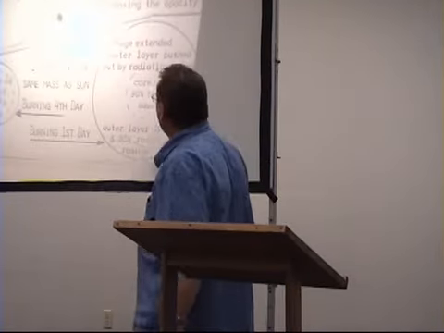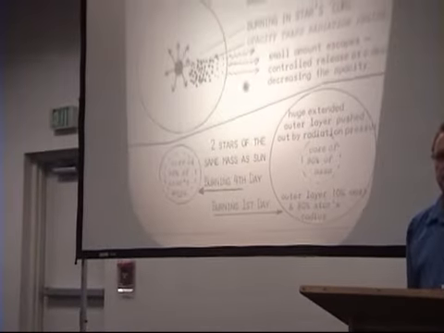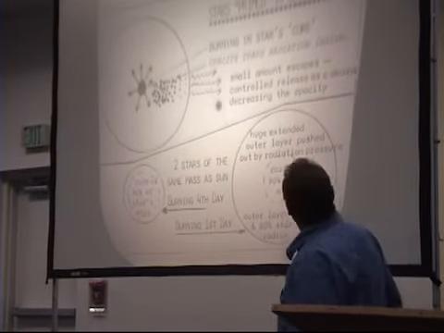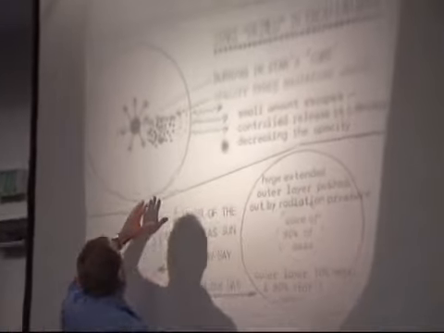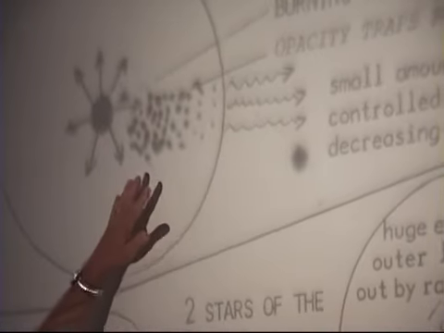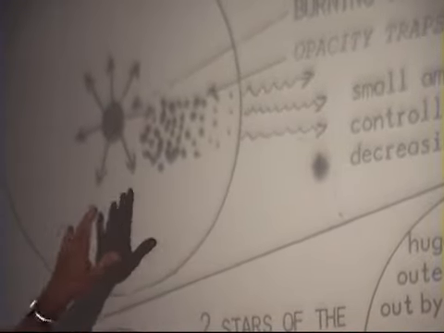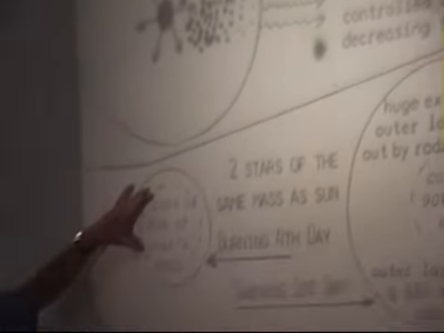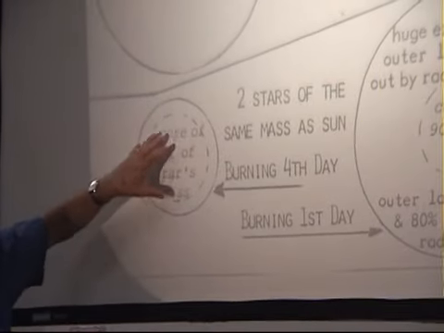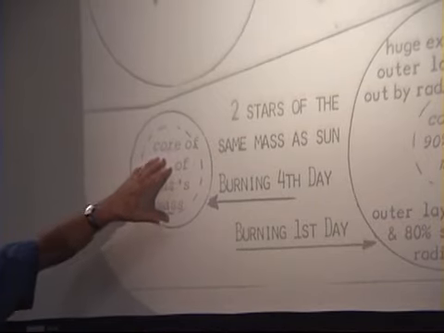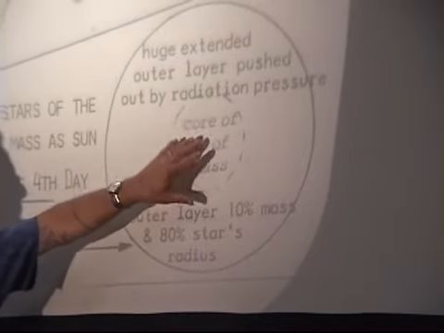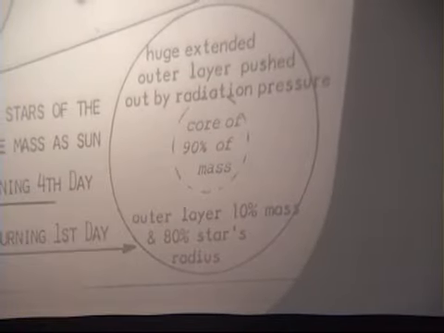Stars, slide 14. The stars were actually primed during creation work. The opacity, the opaqueness, traps the star's radiation in. A small amount escapes, equivalent to what we have today. Now, we find that the core is 90% of a star's mass. This is where the burning occurs.